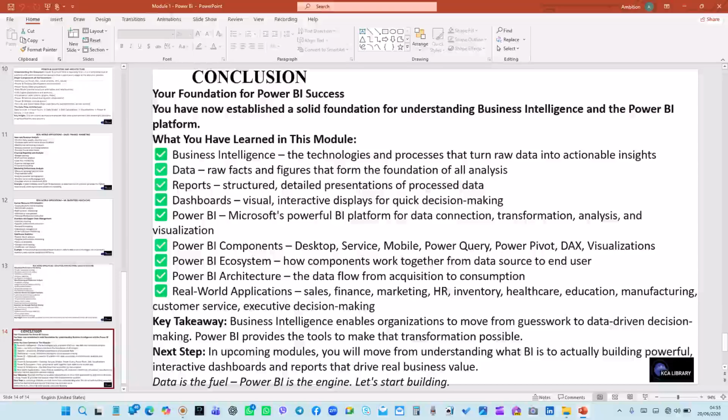Next step, in upcoming modules, you will move from understanding what business intelligence is to actually building powerful interactive dashboards and reports that drive real business value. Data is the fuel. Power BI is the engine.